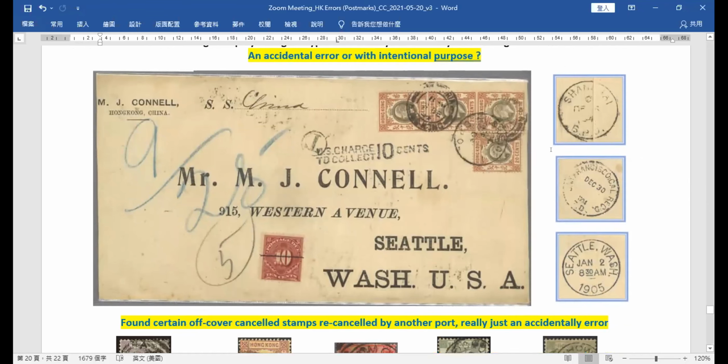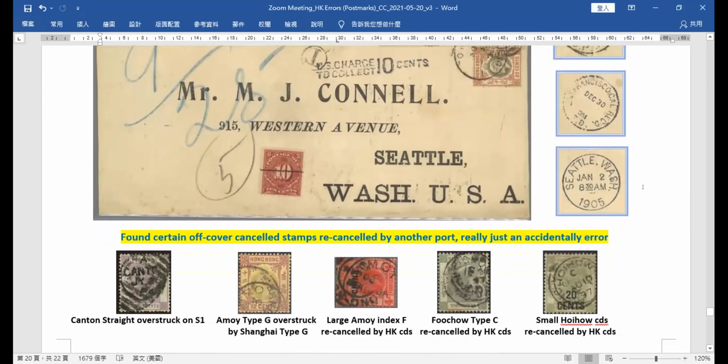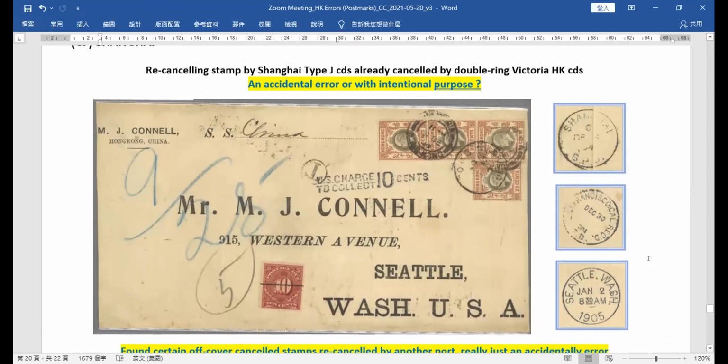My question is, because when we look at other ports, we can also easily find stamps recancelled by other ports. It is a Canton Strait overstruck by S1. This is Amoy type T overstruck by Shanghai type T. It is a large Amoy CDS. Fuzhou recancelled by Hong Kong CDS. Small Hankow recancelled by Hong Kong CDS. Why so many recancellations? Is it an accidental error, or is such a recancellation done with intention?